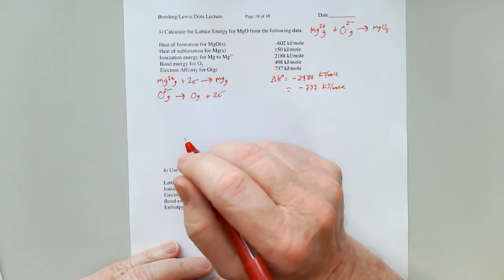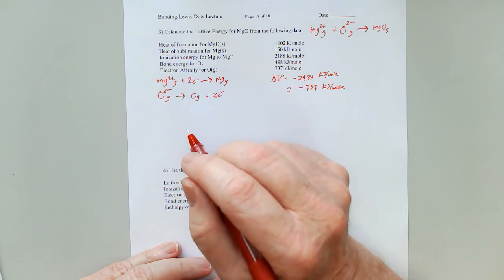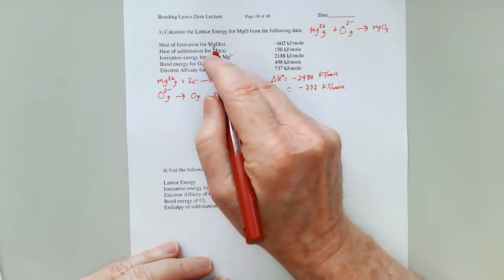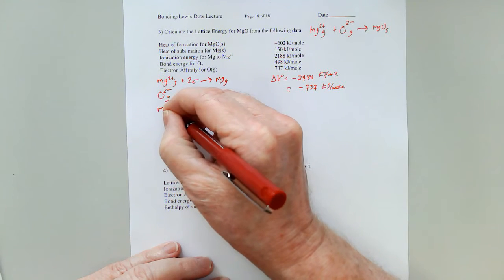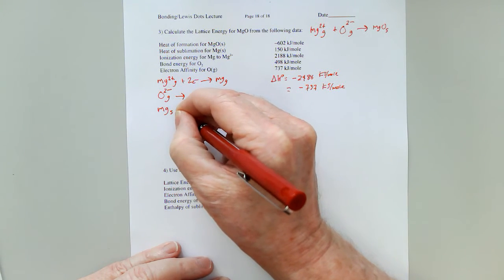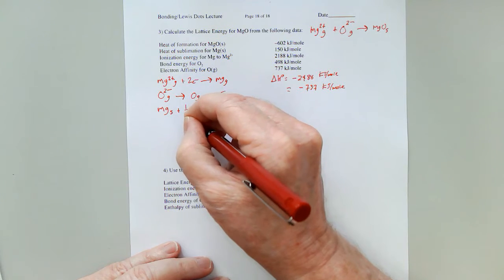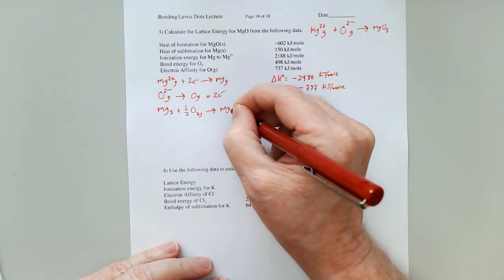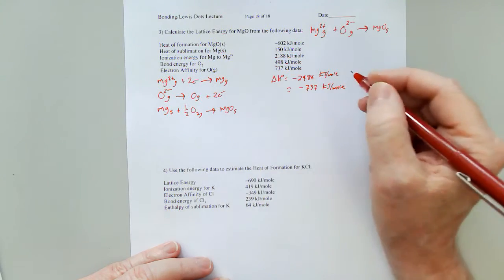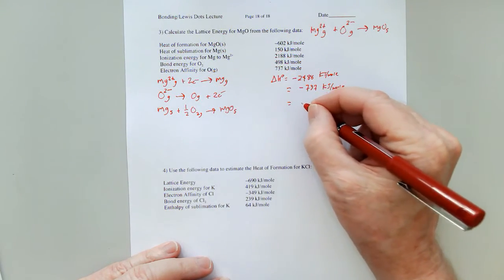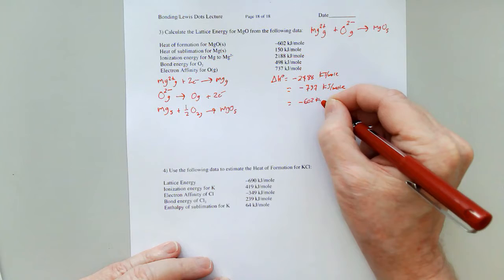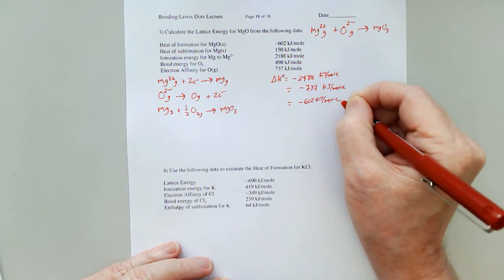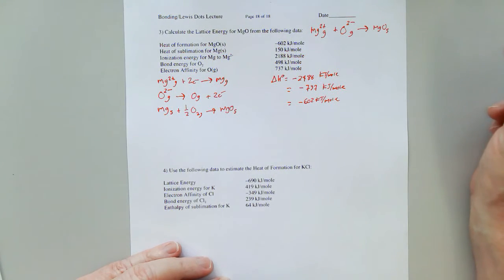The next thing I need is my product, which is MgO solid. That'll come from the heat of formation. Mg solid plus 1/2 O2 gas gives me MgO solid, and that heat of formation is negative 602 kilojoules per mole. Okay. So now I just need to get rid of some stuff.